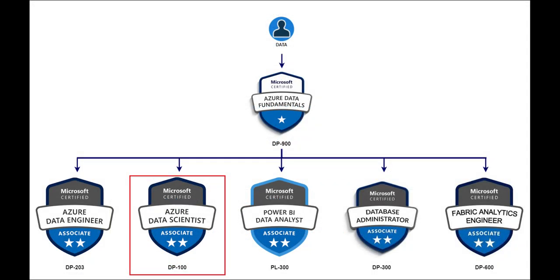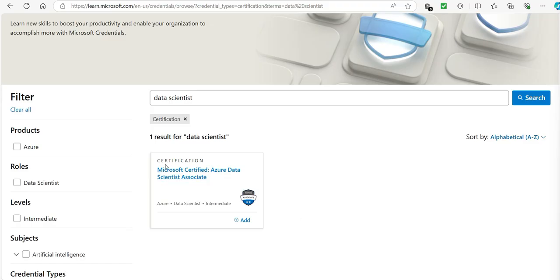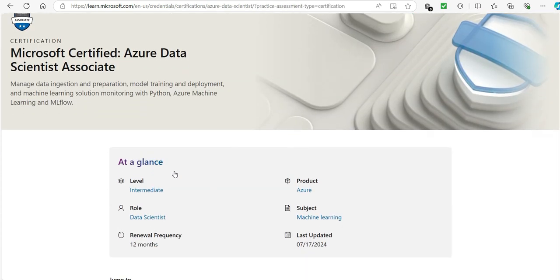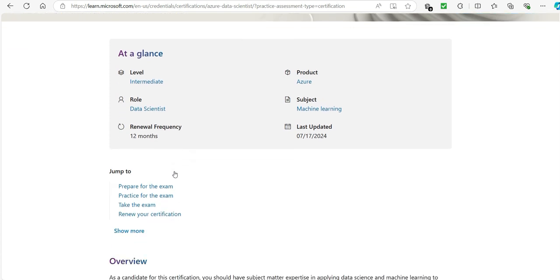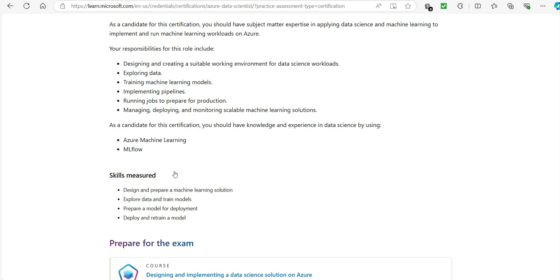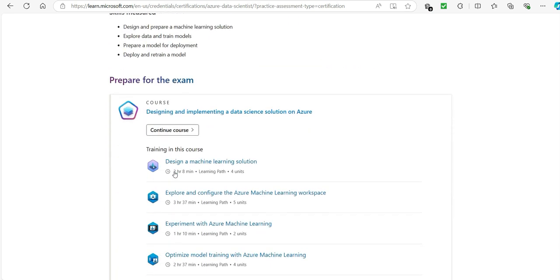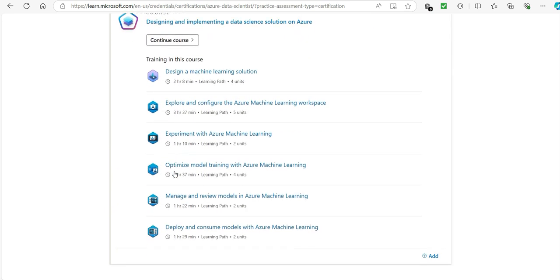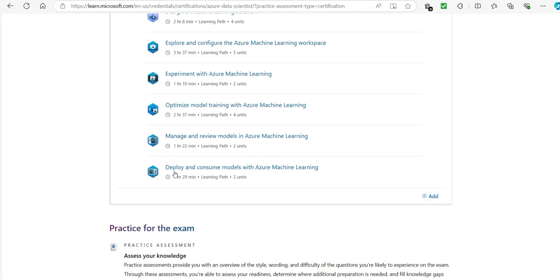Moving on, let's discuss the DP100, Microsoft Azure Data Scientist Associate. If you are interested in machine learning and predictive analytics, this certification is for you. It covers how to use Azure machine learning to train, evaluate, and deploy models that solve business problems.